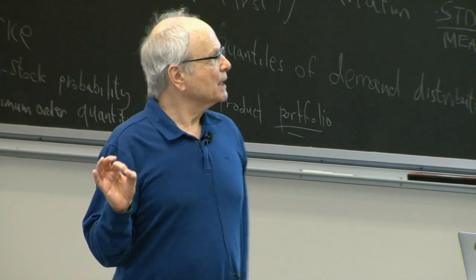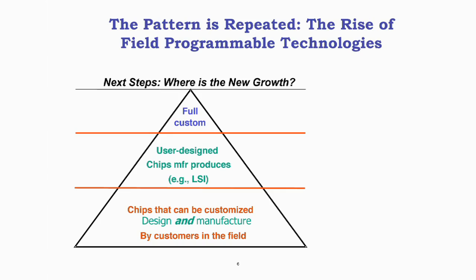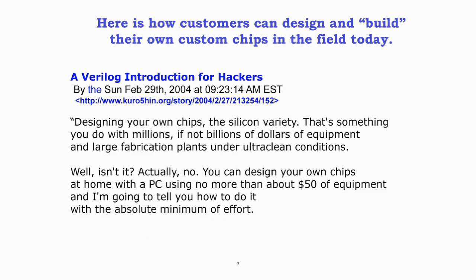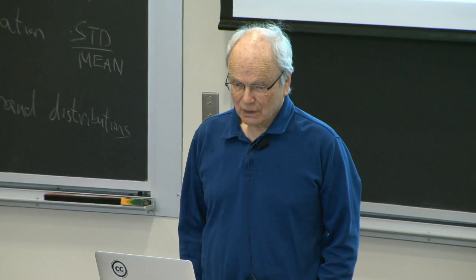Basically, it's amazing. So first there were these full custom chips. Then there were user-designed chips that manufacturers produced. And those were called ASICs, application-specific integrated circuits. And now they're EEPROMs, basically something where you can program it yourself in the field. It's gotten cheaper and cheaper, and now you see things on the web like this. Designing your own chips, the silicon variety. That's something you do with millions, if not billions of dollars of equipment and large fab plants. Well, isn't it? Actually, no.